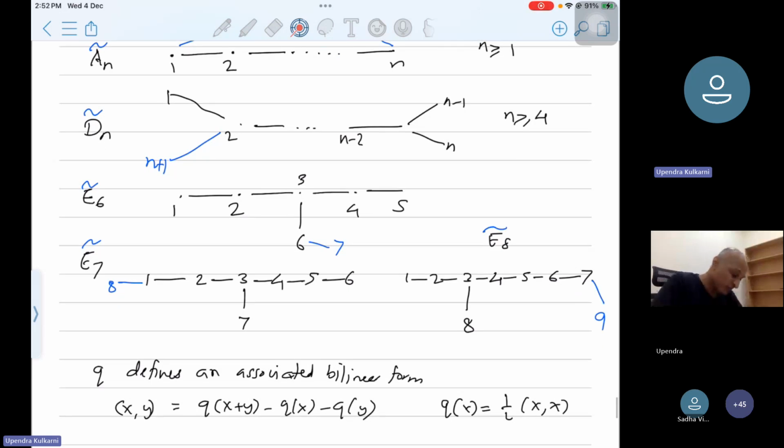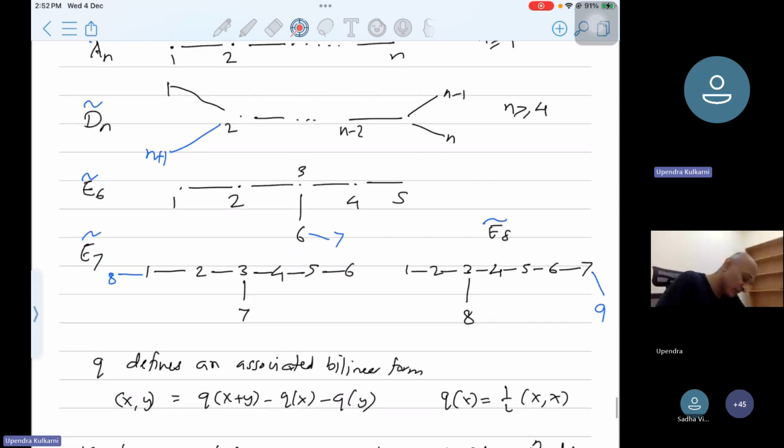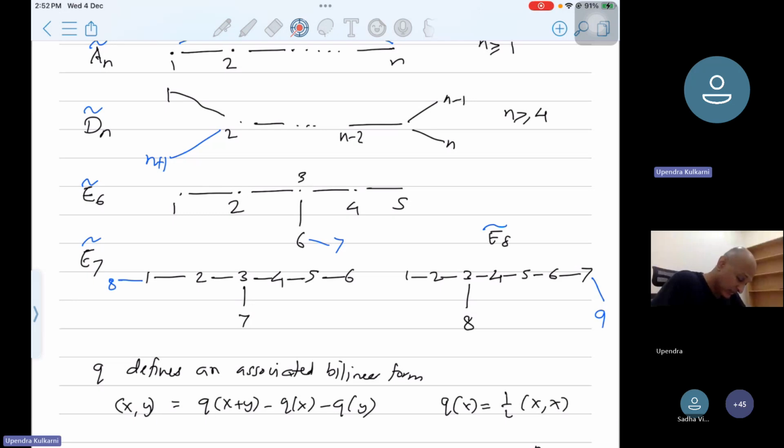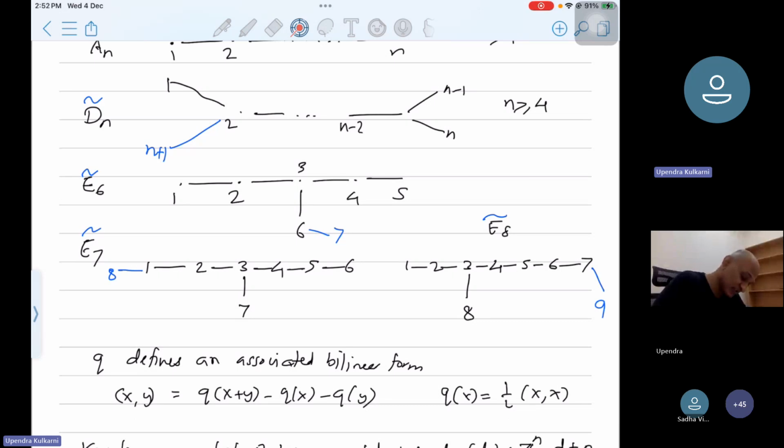Okay, so from this Q, which is a quadratic form, I'm going to get an associated bilinear form, and that is very easy to obtain. So I take Q(x+y) minus Q(x) minus Q(y), and it is not difficult to see that this is a bilinear thing. So this is a bilinear form. So this is a small check. You can of course recover Q from the bilinear form by taking the form of x with itself.